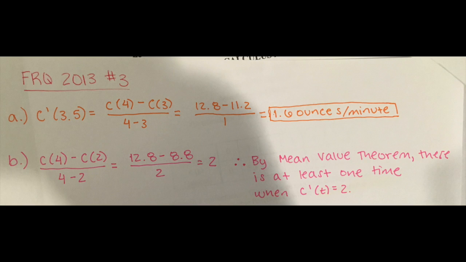So in part B, we wanted to find if C prime of t in the interval from 2 to 4 at some point equaled 2. And by using the rate of change, f of b minus f of a all over b minus a, we found that it did equal 2 sometime in the interval.